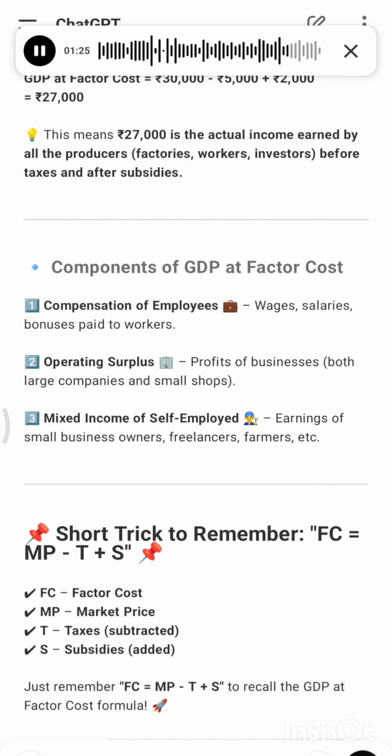Short trick to remember: FC equals MP minus T plus S. FC, factor cost. MP, market price. T, taxes, subtracted. S, subsidies, added. Just remember FC equals MP minus T plus S to recall the GDP at factor cost formula.